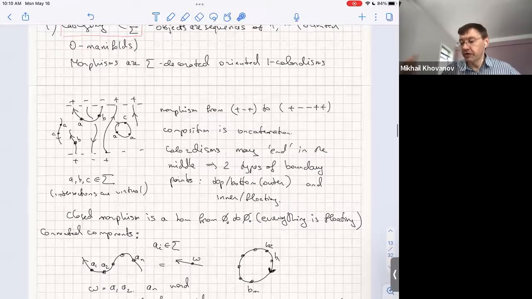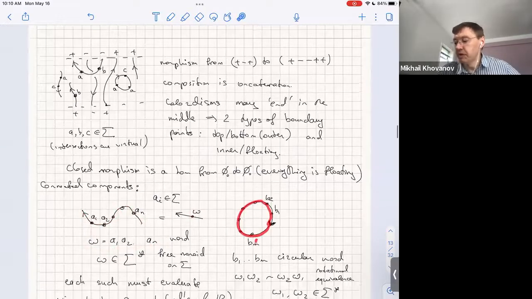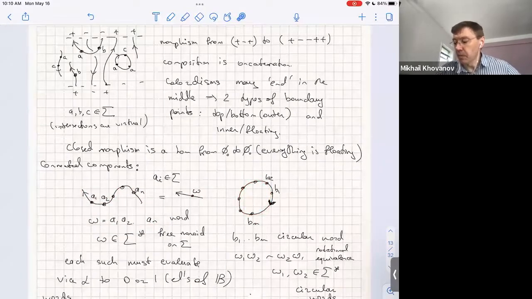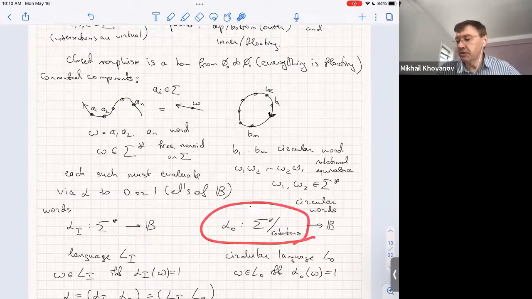And now we need the evaluation function. If you have a floating interval with the word a1, a2, ..., am, which you can write as just a word omega, you have an evaluation. And whenever we have a circular word b1, b2, ..., bm, we have an evaluation. So sigma star is the set of words in sigma. The evaluation function sends sigma star to the ground semi-ring B, and the circular evaluation sends circular words to B, that is, 0 or 1.